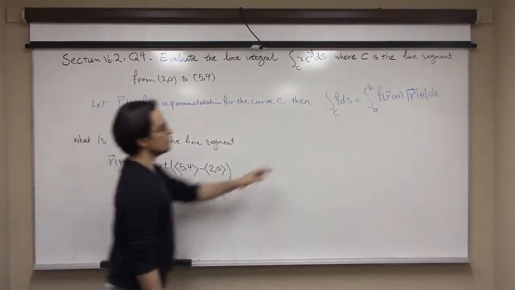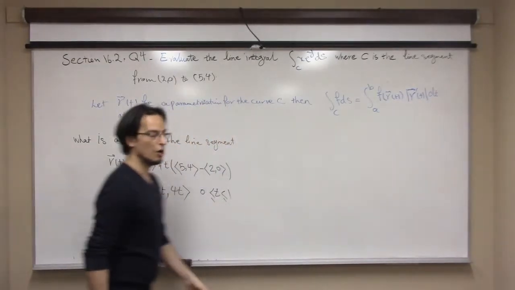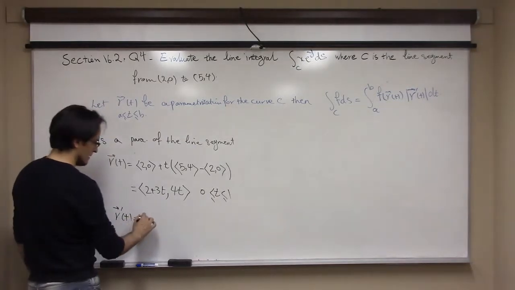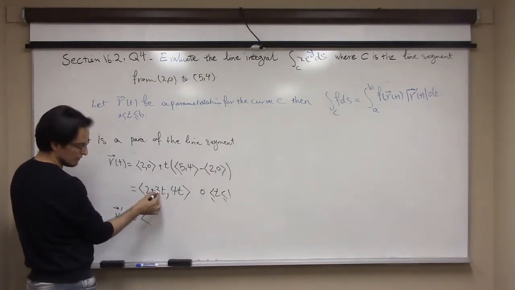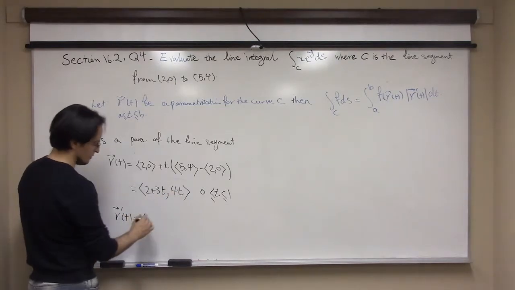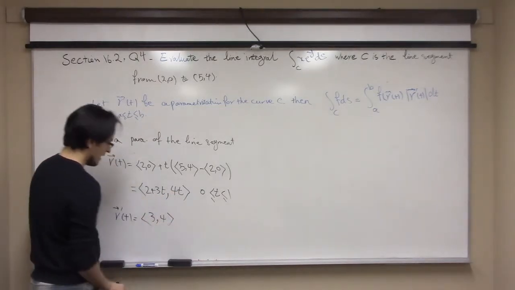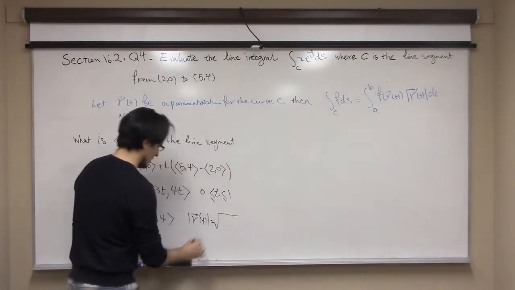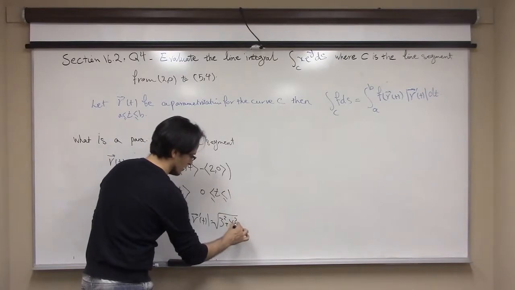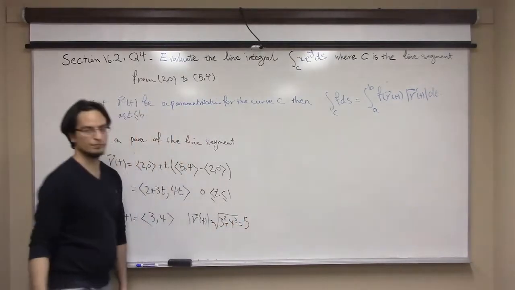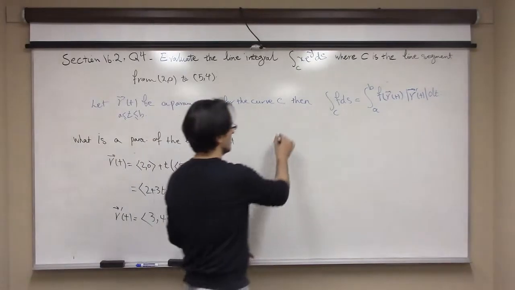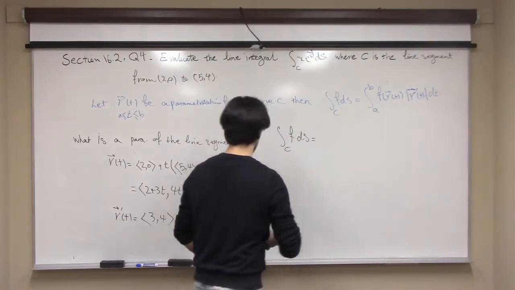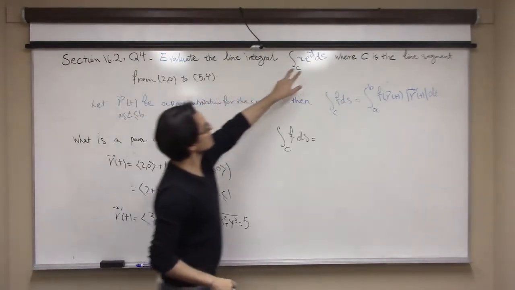But before I go there, let's find r prime. So r prime(t) is going to be the derivative of this guy and the derivative of this guy with respect to t. This is (3, 4). And I need its length, which is given by the square root of 3 squared plus 4 squared, and it is equal to 5. Now everything is ready. My f here is x e to the y.